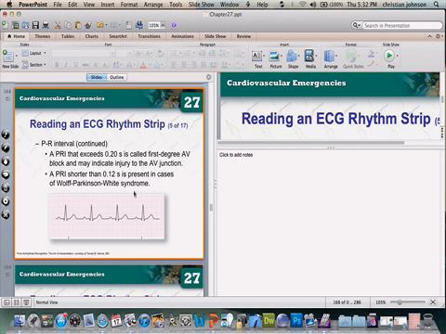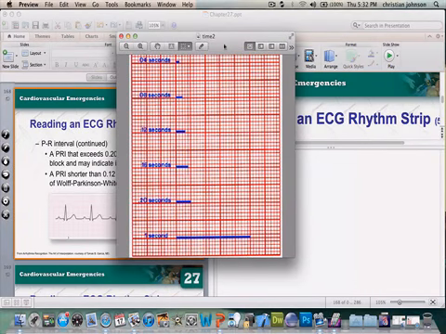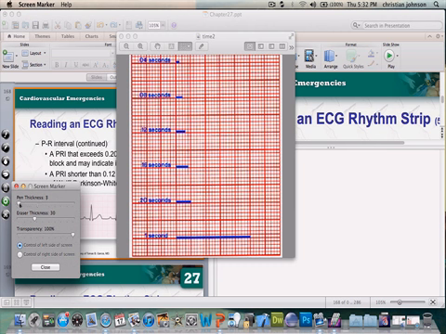Here's our paper. We want to make sure that our PRI is between 0.12 and 0.20 seconds, or between 3 and 5 small boxes. So I'm going to pull up an image here, and we're going to look at that for a second. Here is some EKG paper. Now, the EKG paper has little boxes, and they have small boxes. I'm going to decrease the size of my pen here so we can all see.